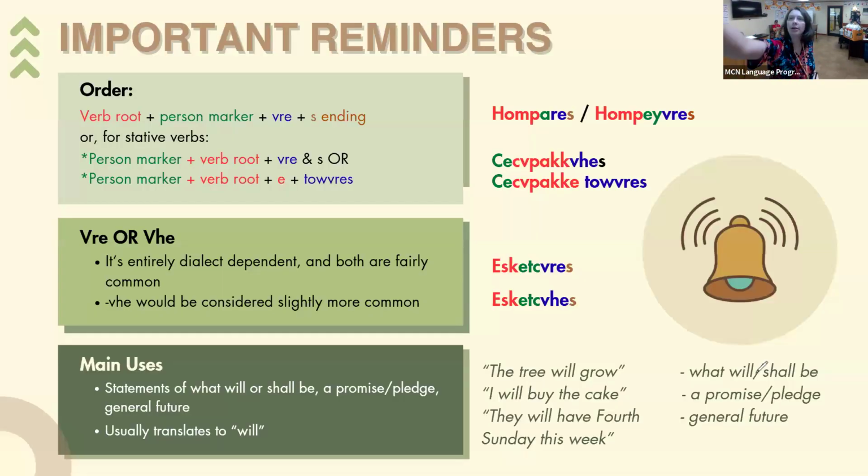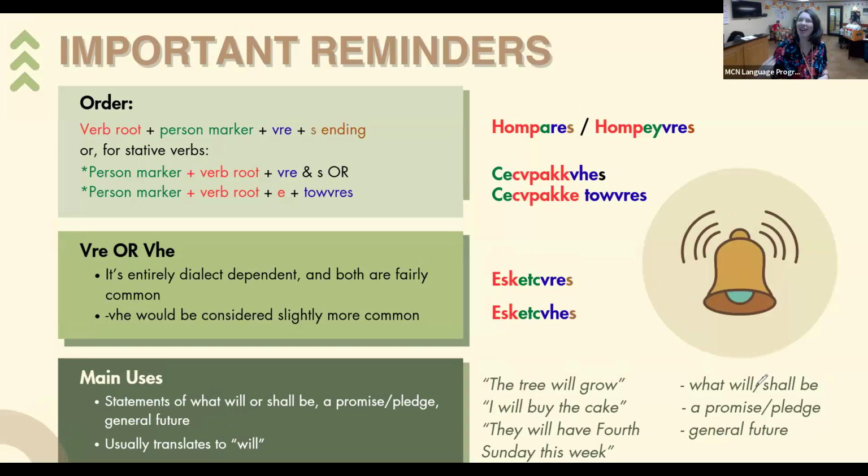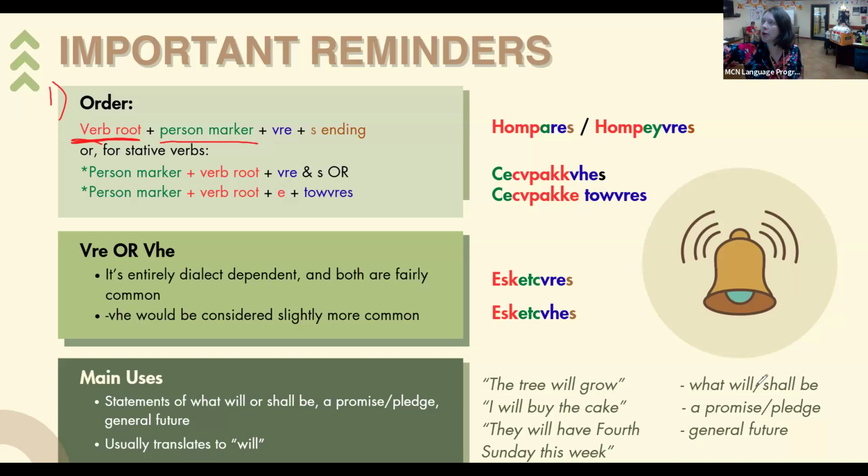Okay, so our important reminders for not a han and a san, a thli or a he. So the order, number 1, the order for this one, it's not the same as a han. Your verb root is first, then its person marker, then a thli, and then your S ending. Verb root, person marker, a thli, ending. So it's different. A han and person marker switch, but for a thli and a he, they switch back this way. So person marker, then a thli.